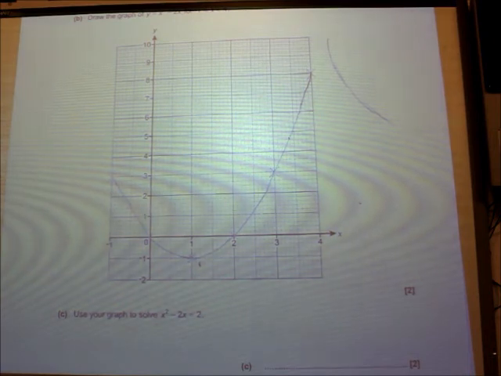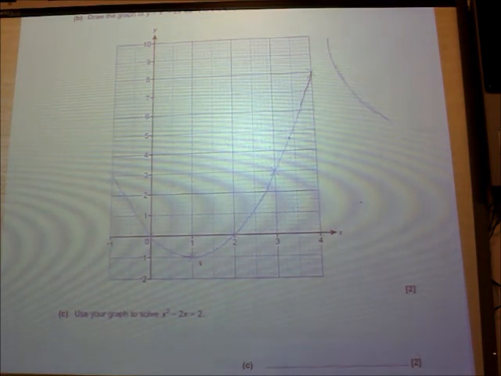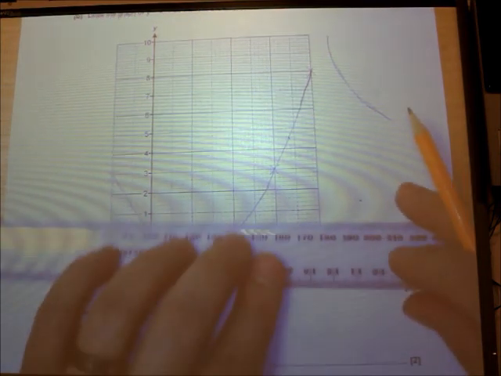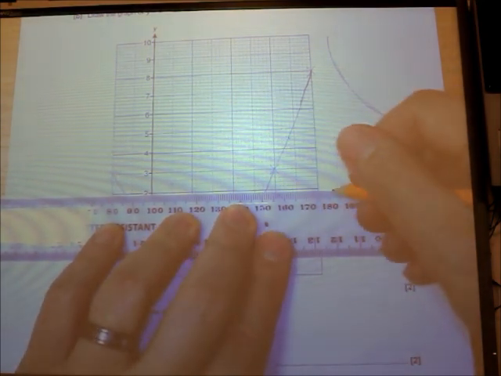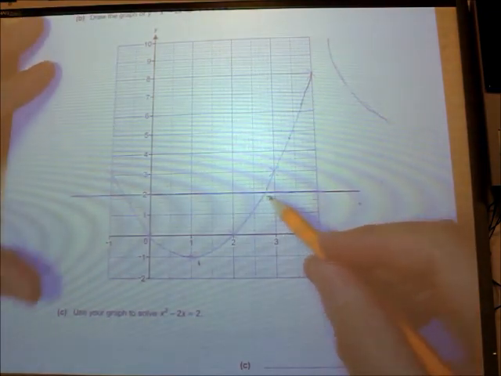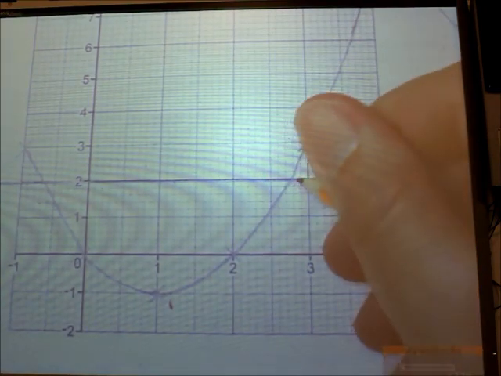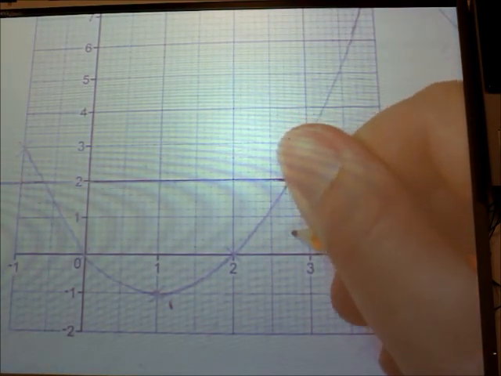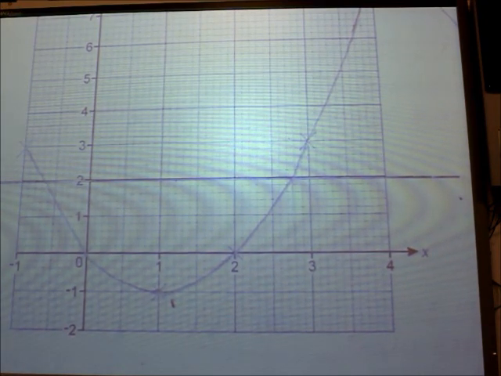The next one, it says use your graph to solve x squared minus 2x equals 2. It looks tricky, but it's actually fairly straightforward. Because it says equal to 2, you need to draw a line that goes across here at 2, and your answers are where this line you're drawing crosses these lines here. So let me zoom in a little bit. So the solutions to it are, and if we come down from there, that will give me about 2.8 for that one. So the answer is 2.8, and just put that on the answer line down there.